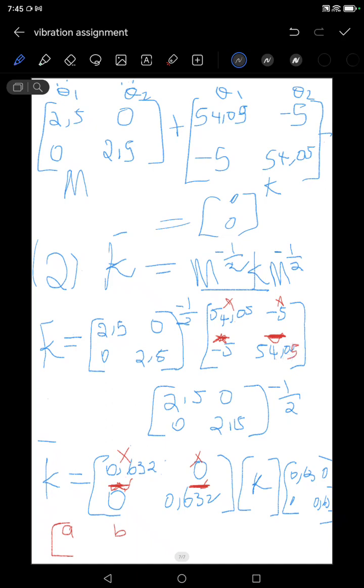Okay, guys, do you have any question here? So it's this one, the one that I cross, we're going to multiply this, and then after multiplying, we're going to add. We multiply this and this, and then after multiplying, we say plus 0 multiplied by negative 5, and then we get the value of a. For b, we say 0 multiplied by negative 5 plus 0.632 times 54.05, and then we get the value b. Okay, let me just write it on the next page.